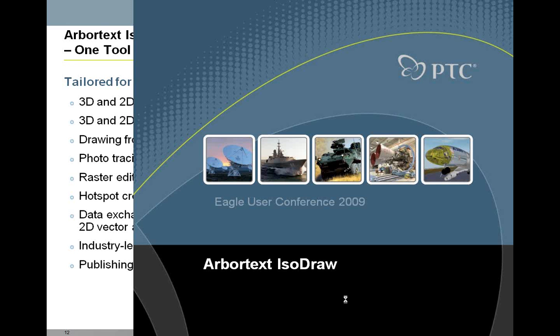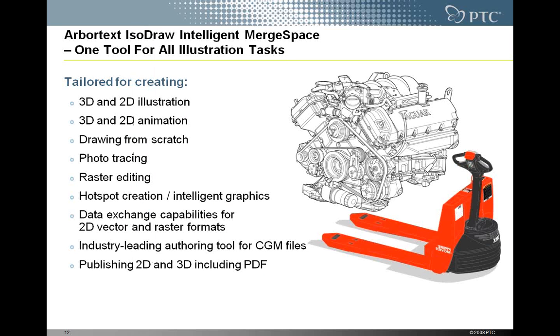IsoDraw and the intelligent merge space there are obviously intended to help you work with 3D, 2D, illustration, and animation. You can draw from scratch just as easily. I do know that some of you have photo tracing requirements. You know, if engineering doesn't model it and maybe you have to go out on the shop floor and take a photo of it, you can do those things. You have raster editing. Maybe there was a piece of equipment that was created years ago and it was drawn by hand. Well, certainly you can scan that in and bring that into IsoDraw.